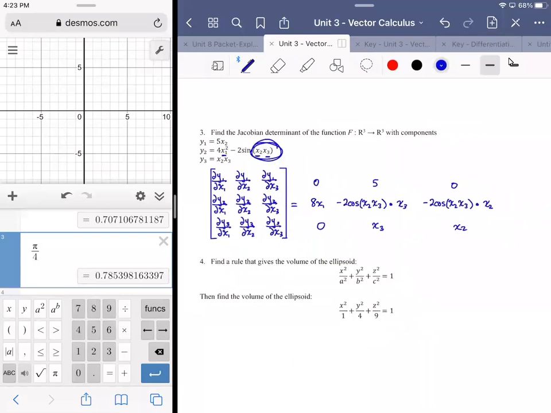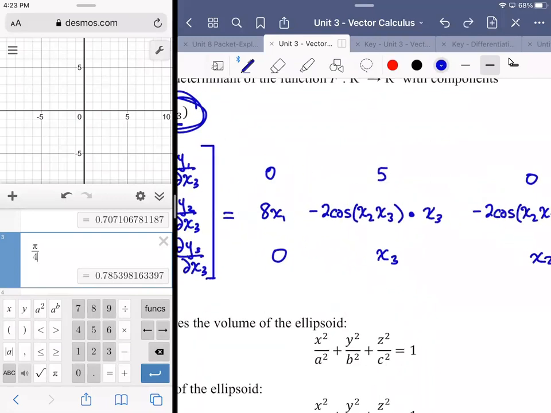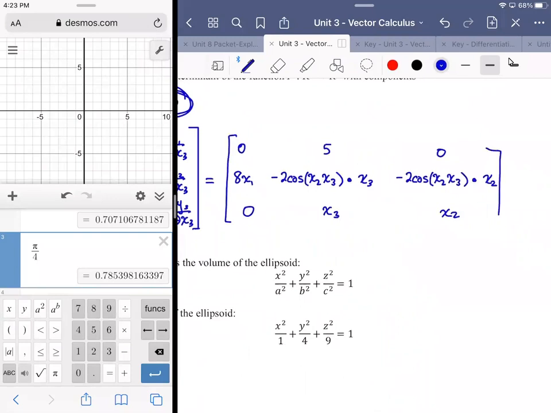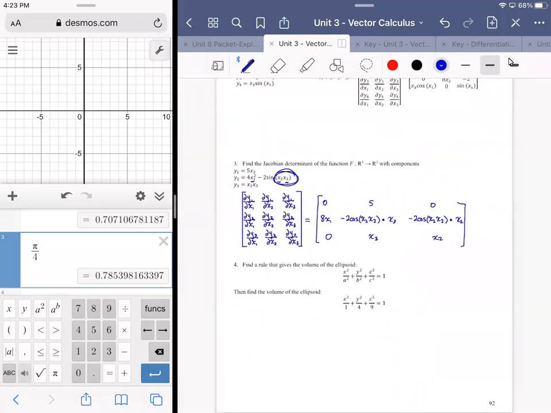All right. So this is my Jacobian matrix. I don't even know why I keep trying to do that with the auto draw tool. I'm gonna do it by hand. But now what I need to do is find the determinant of this, because they said find the Jacobian determinant.